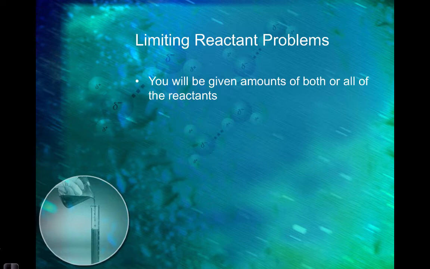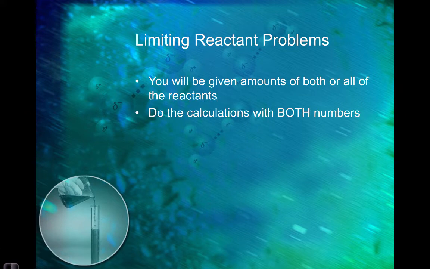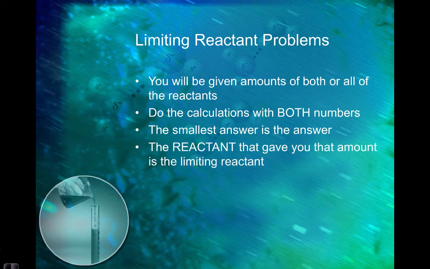All right, so in limiting reactant problems, you're going to be given amounts of both or all of the reactants. You're going to have to do calculations with both or all of the numbers. The smallest answer is going to be your answer. So the smallest amount of product that you can make with all of those items is how much product you can actually make. Now the reactant that gives you that small amount, that is your limiting reactant. Everything else will be excess.